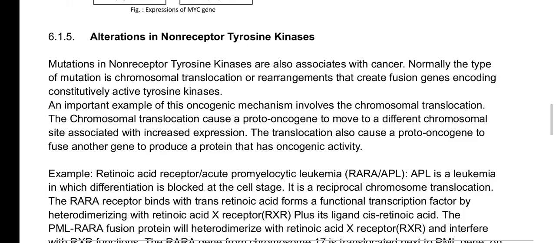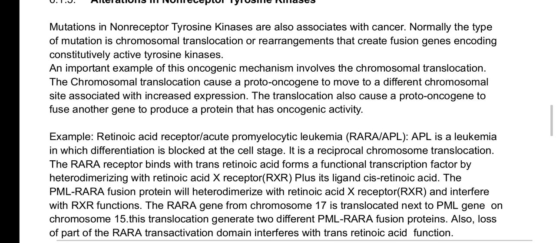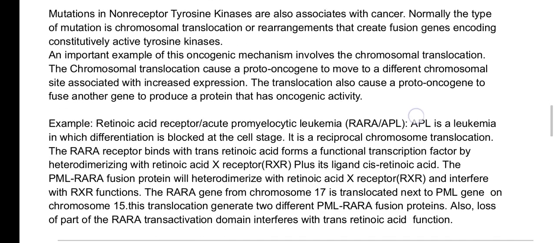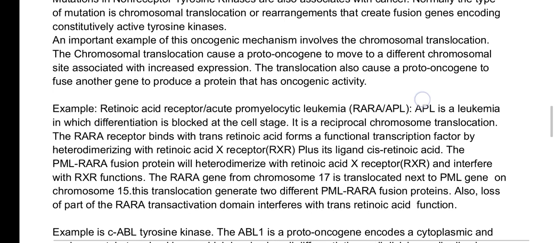Alterations in non-receptor tyrosine kinase. Mutations in non-receptor tyrosine kinase are also associated with cancer. Normally, the type of mutation is chromosomal translocation or rearrangements that create fusion genes encoding constitutively active tyrosine kinase.